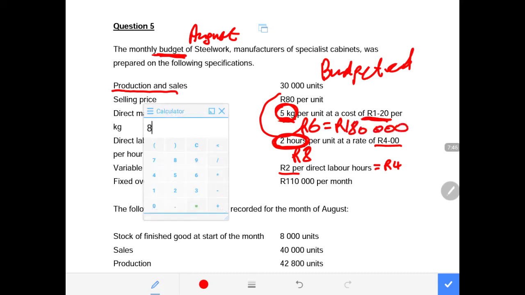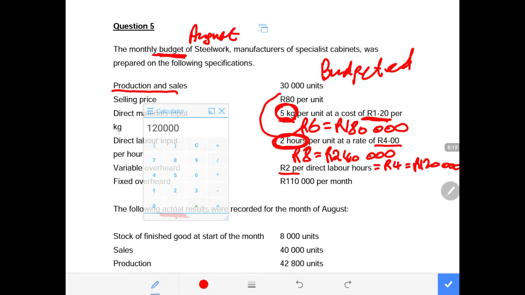And the total cost of labor will be 8 rand per unit times the 30,000 units that we expect to manufacture. That means labor is budgeted at 240,000 in total. And for overheads, 4 rand times 30,000 means a total of 120,000 rands. Remember, this budget is for the month. Now, when it comes to the fixed cost, we do have 110,000 as a total.